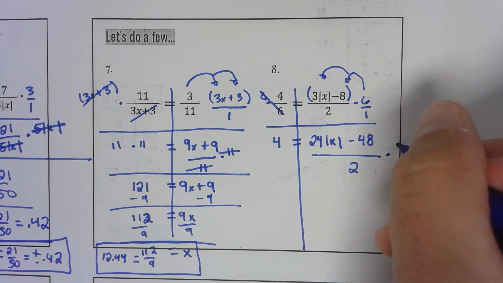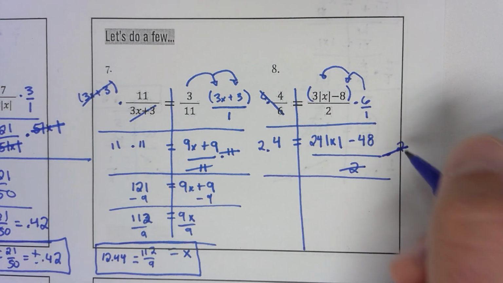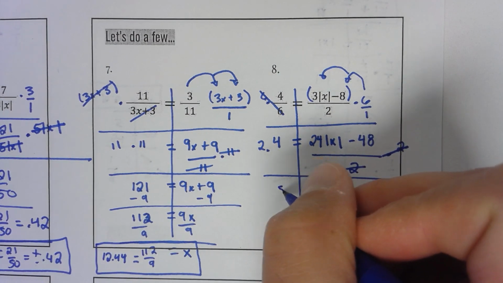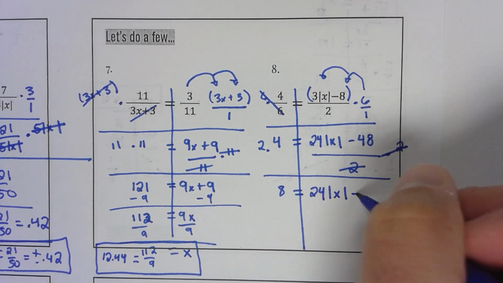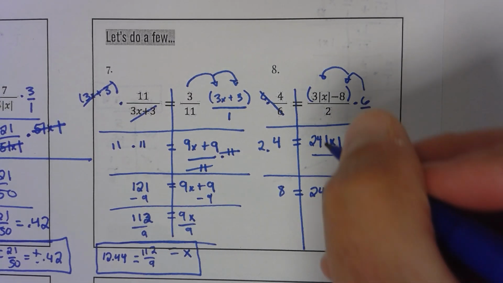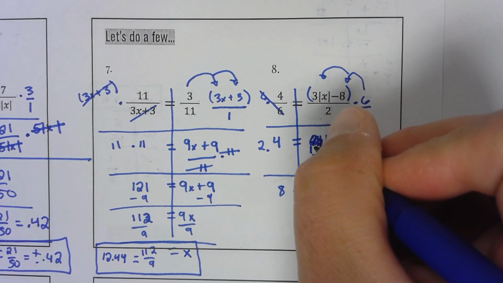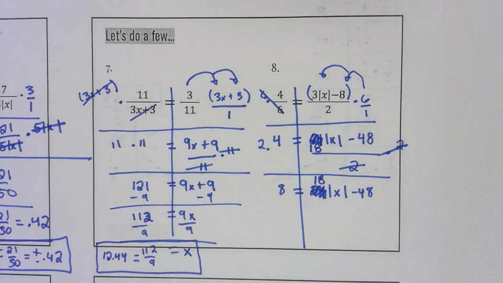Then I'm going to multiply both sides by 2. That gets rid of the dividing by 2. Makes the left side 8, and it equals 24 absolute value of x minus 48. Oh, good call. So that's 18. Thank you, Beckett. 18 absolute value of x. That's why we show our work, because it's an easy fix now. 3 times 6 is 18, not 24.